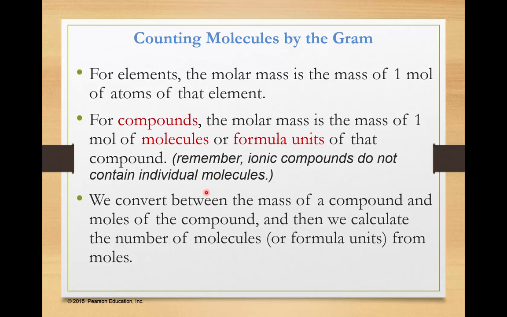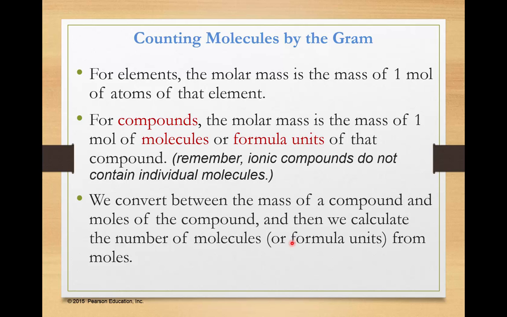All right, so we convert between the mass of a compound and the number of moles of a compound using the idea of molar mass. That's what relates mass to number of moles. Those are the numbers on the periodic table. Then we can calculate the number of molecules or formula units or atoms or whatever we've got once we're in number of moles.